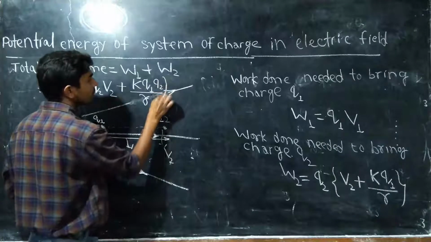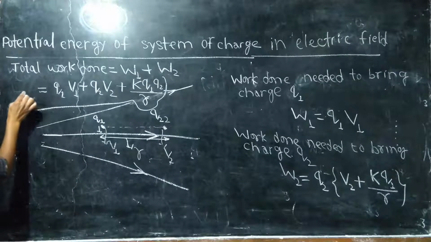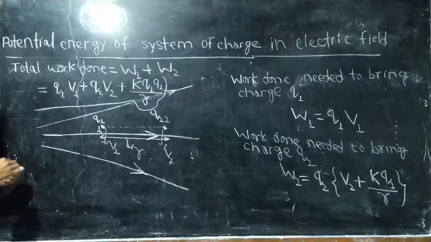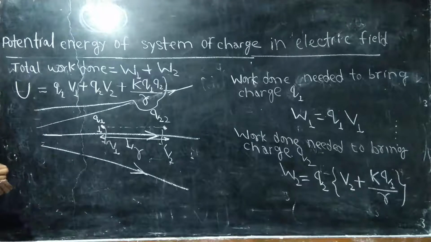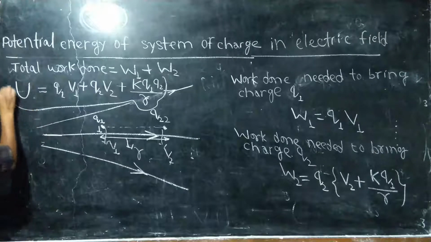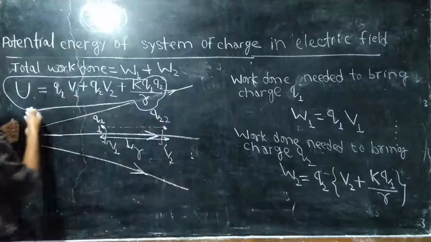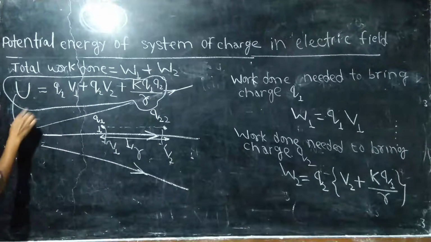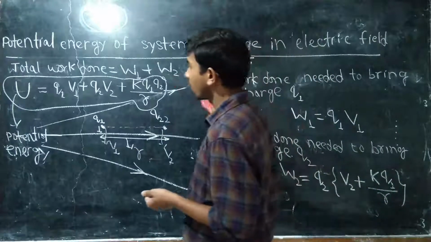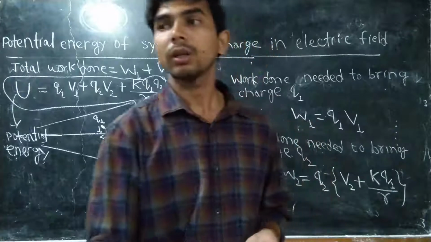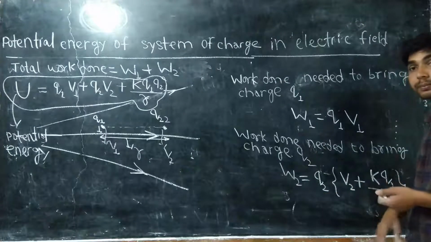So this is your formula to calculate work done, right? So work done is known, and this work done is equal to your potential energy, U. Yes or no? So potential energy is equal to this much. I hope everything is clear to you, right? Sir, how did the KQ1 Q2 factor come? We have to multiply this one here, right?